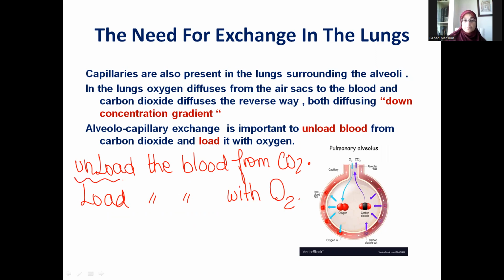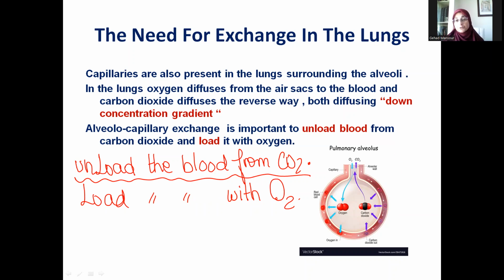Why have I started by unloading the blood from carbon dioxide? Because as you know, the blood that comes to the lungs is deoxygenated. It comes to the heart first via the large veins, and then the heart sends it to the lungs to purify it. And I would rather not use the term purify that you always use, because we're not actually purifying blood, but we are unloading it from carbon dioxide.